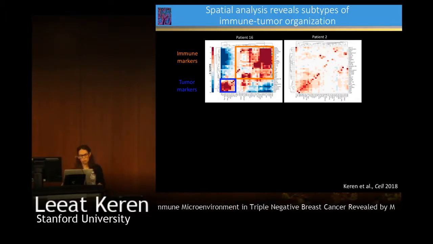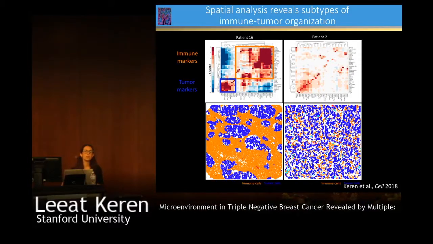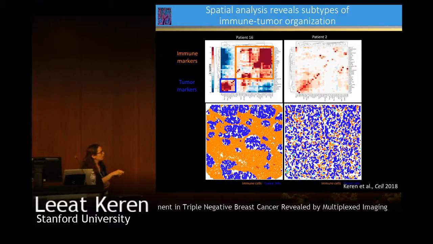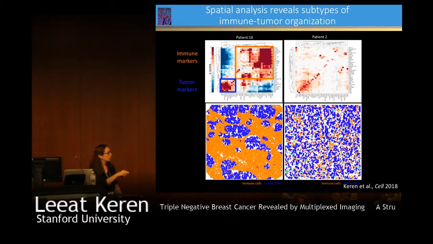And so this corresponds to two very different tumor immune architectures. The first one here, where you can see immune cells colored in orange and tumor cells colored in blue, where you see these borders between immune pockets and tumor pockets. And the second one, where you see a lot of mixing between tumor cells and immune cells.